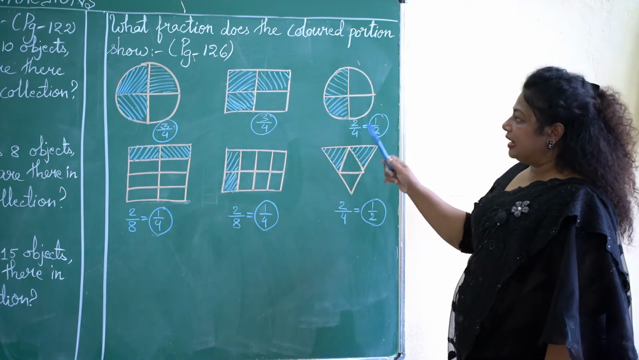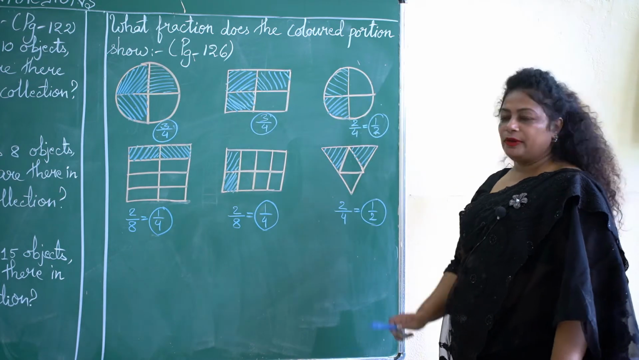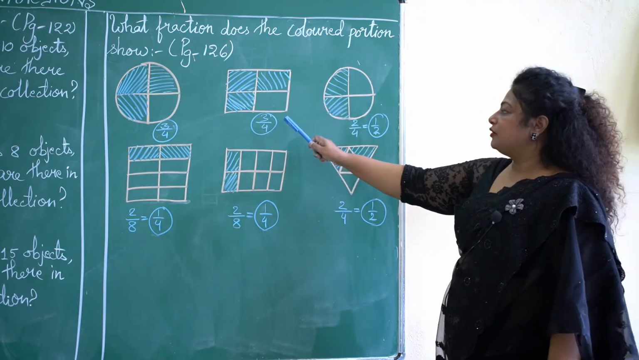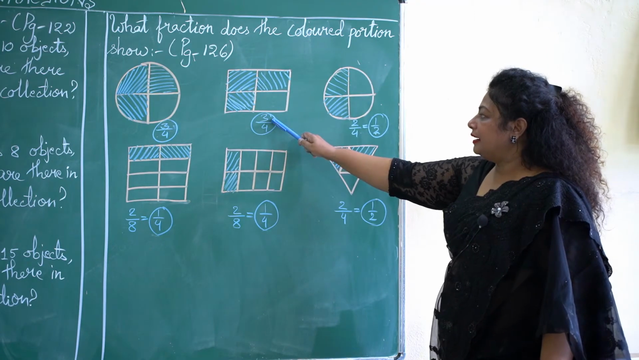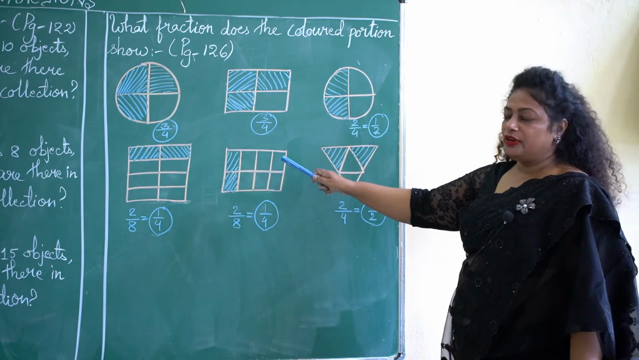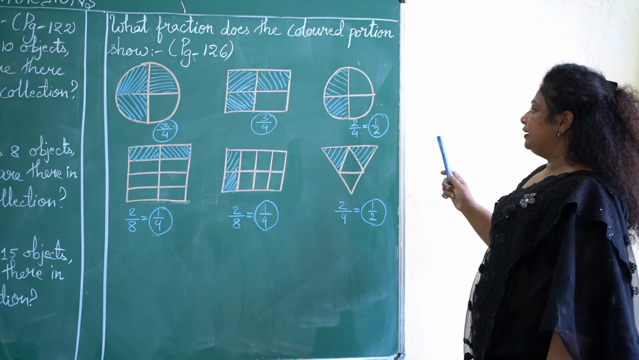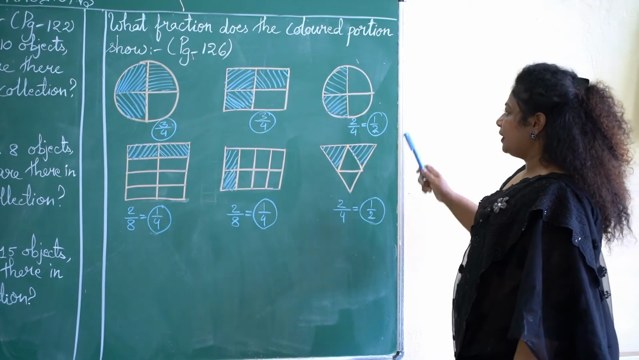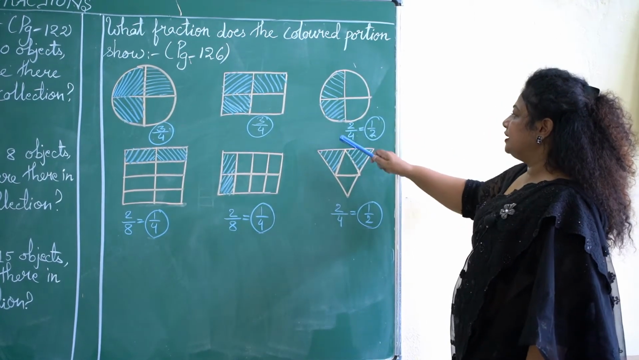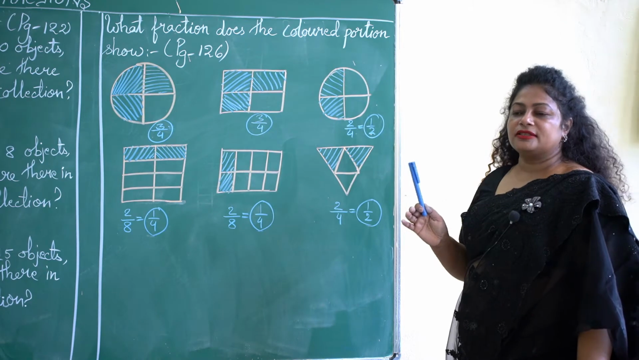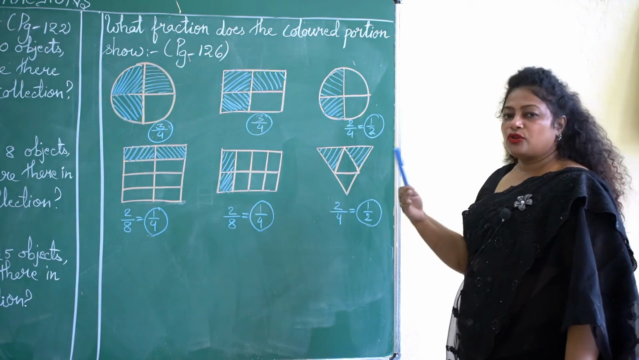In the next figure, again the figure is divided into 4 equal parts. We have written over here 4. Now 3 parts are shaded, so we have written 3 up on the line. So now the fraction we got is 3 by 4. In the next figure, again we can see the figure is divided into 4 parts. Out of 4 parts, 2 are shaded. So the fraction we got is 2 by 4. Because 2 by 4, the fraction is divisible by 2, so we can solve it more.